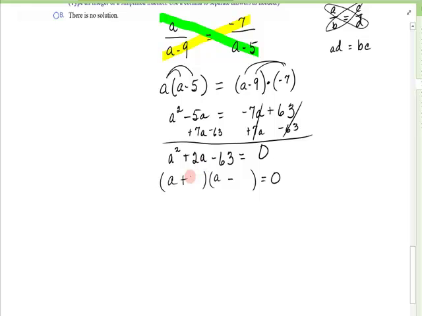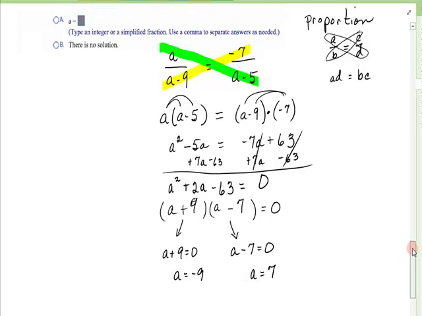So how about 9 and 7? Outer product is negative 7a, inner product is 9a. That gives me 2a. Now the zero factor property says either a plus 9 is equal to 0 or a minus 7 is equal to 0. A is equal to negative 9 or a is equal to positive 7. Those may possibly both be answers, but I need to check.